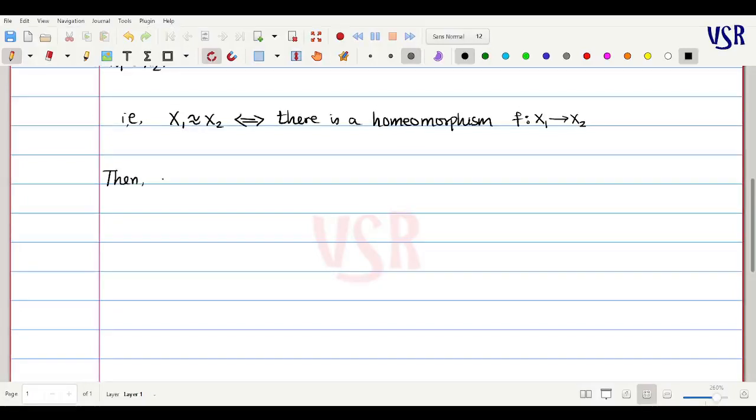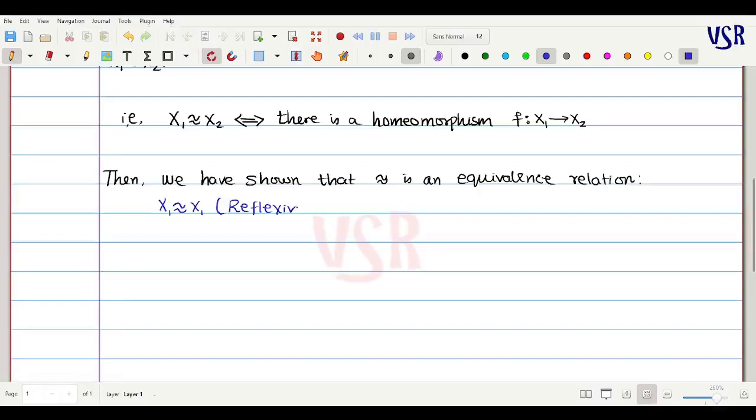Then we have shown that this is an equivalence relation. How did we see it is an equivalence relation? That is, x1 is homeomorphic with x1 itself. Okay, so this is called reflexive.